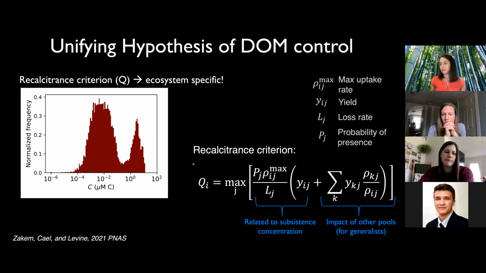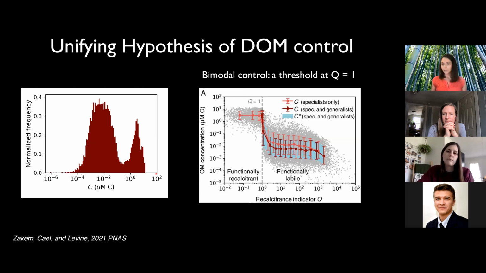And so what this suggests is that whether a compound accumulates in the environment is a function both of the compound type, basically how fast can an organism grow on it, what is the efficiency, but also the community that's present there degrading it.